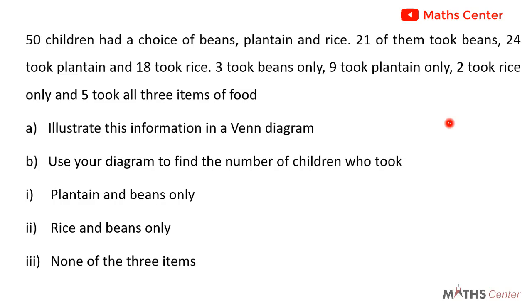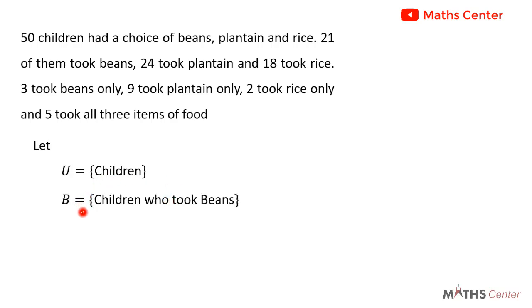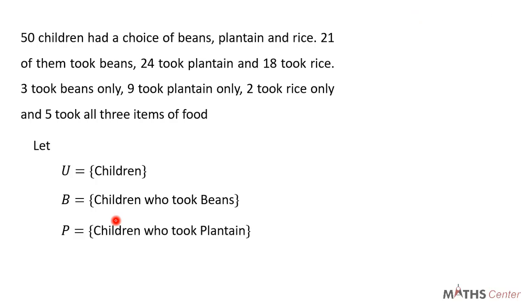We will begin by defining the sets we are going to use in the Venn diagram. So let's do that. Let's say that U represents the children. Let's use B to represent the children who took beans, P to represent the children who took plantain, and R to represent the children who took rice. So these are our 4 main sets. Now let's find the members that belong to each set.